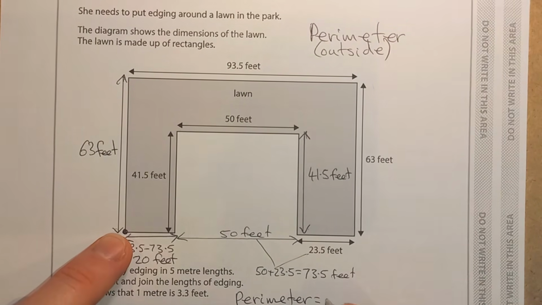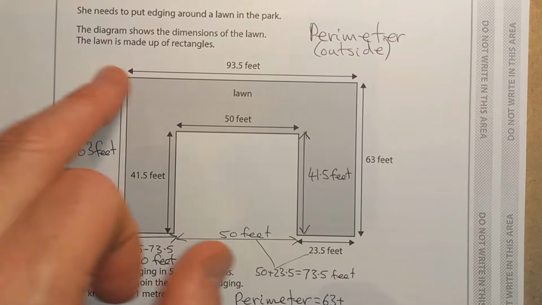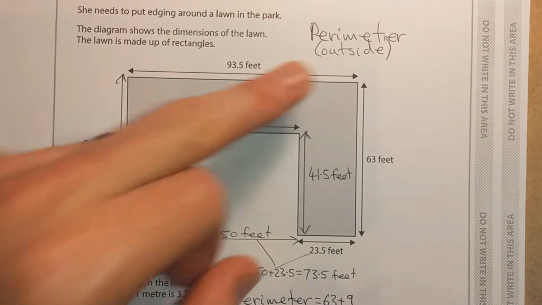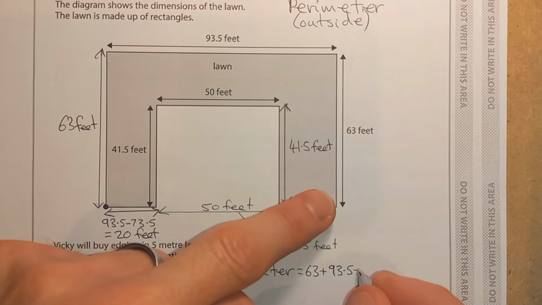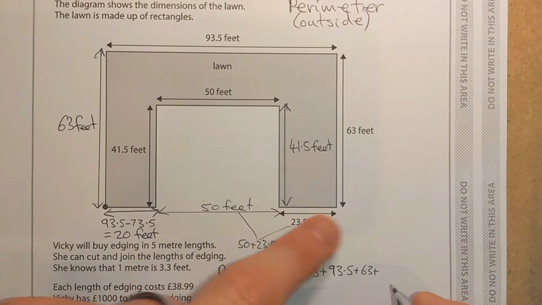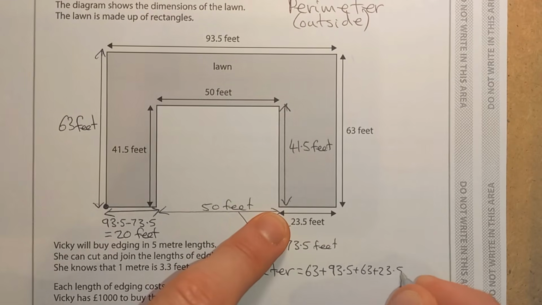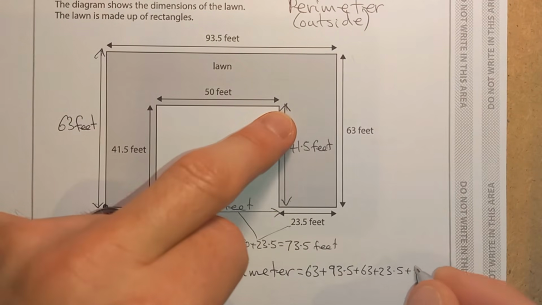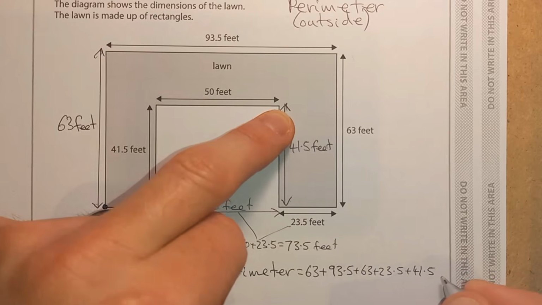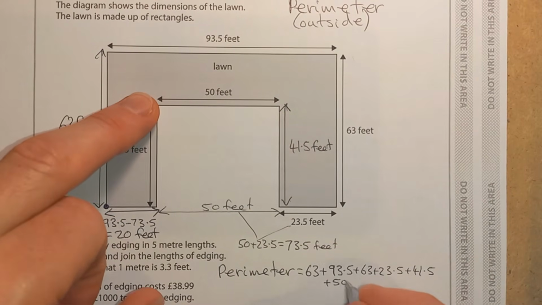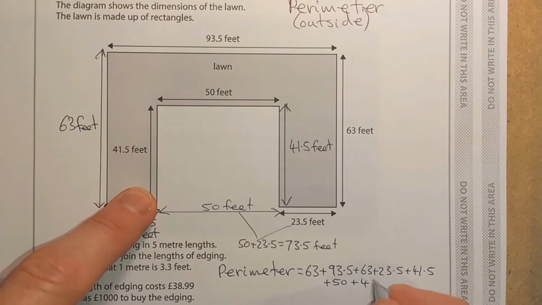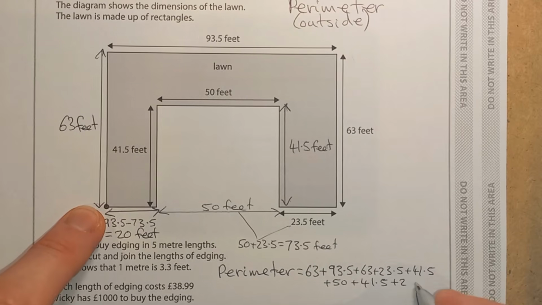So we're going to have 63, then we're going to have 93.5. Let's make sure we can see it all. Then we're going to have another 63. Then we're going to have our 23.5. Then we're going to have 41.5. I'll go down here. Then we're going to have 50 feet along. Then another 41.5. And finally the 20 feet to get us back to the beginning.